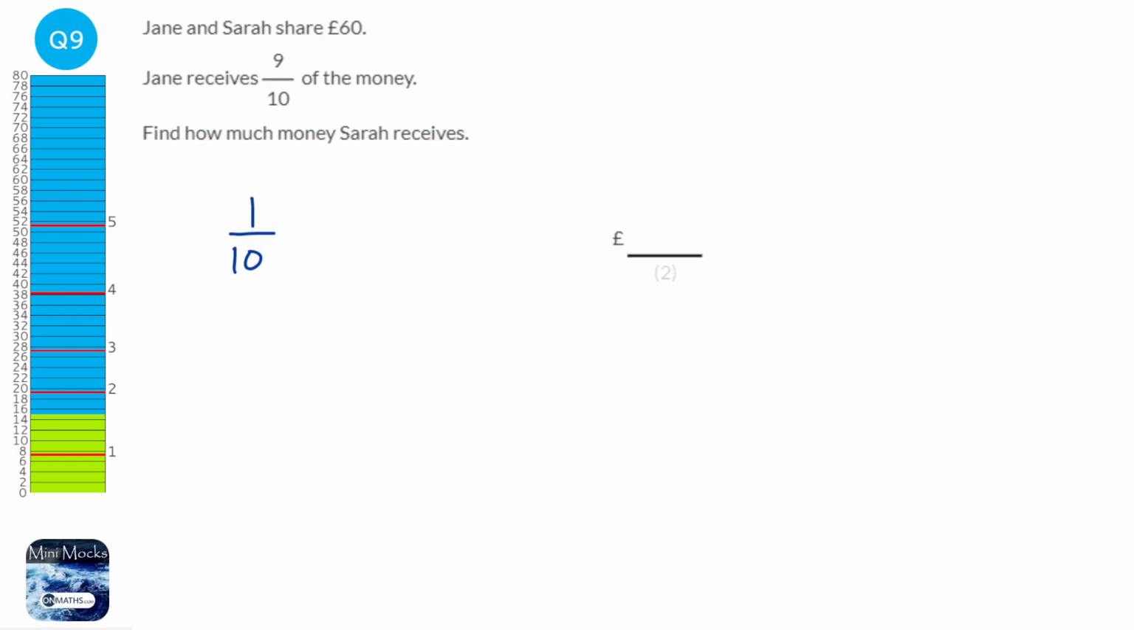So next we need to find out what 1/10 of 60 is. So we know that we divide by the bottom and times by the top. So 60 divided by 10 is 6, and then 6 times 1 is just still 6. So our answer will be £6.